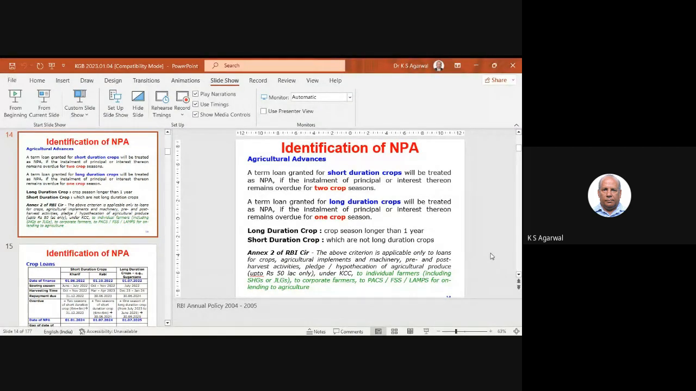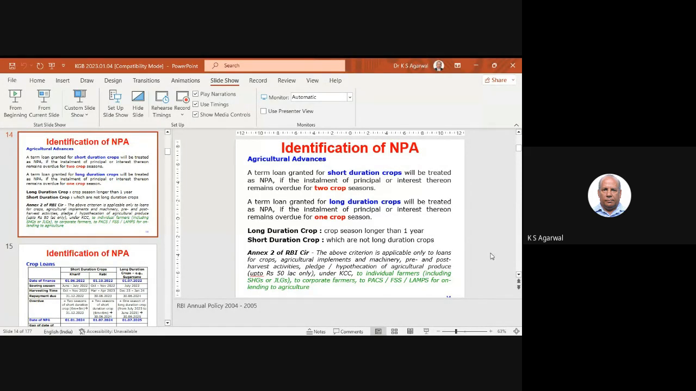In case of agricultural advances, let us first consider crop loans. There are two types of crops: long duration crops and short duration crops. Long duration crop means crop season longer than 1 year. Crop season starts from sowing to harvesting. And if the crop season is not longer than 1 year, all those crops will be treated as short duration crops.